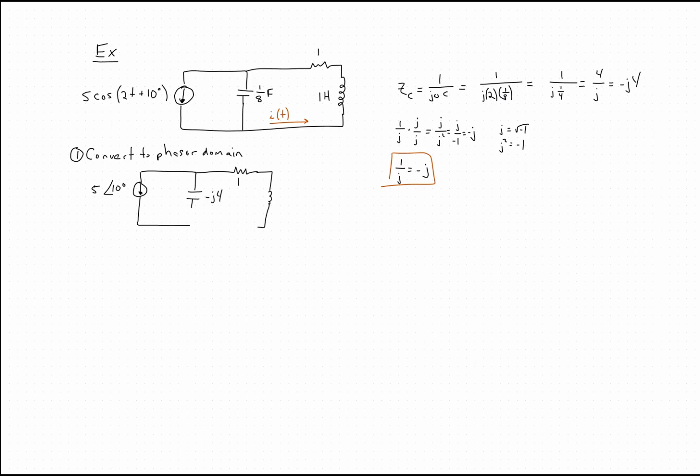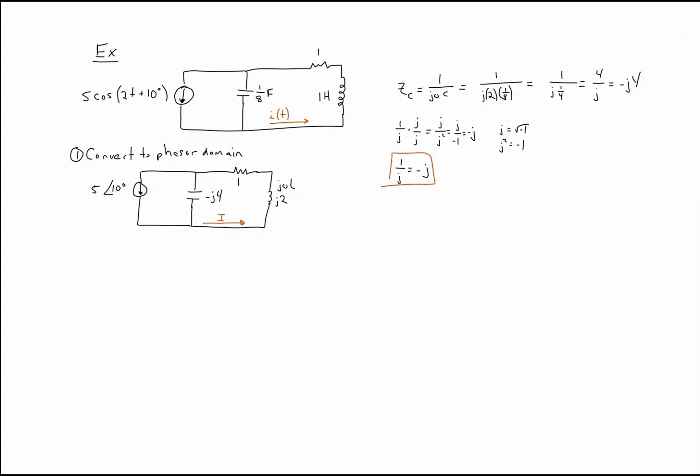The impedance of our inductance, remember, is J omega L, and since our omega is 2 and our L is 1, that's just equal to J2. We don't have to change the resistor at all, but we do always need to keep track of what we're trying to find. And now we can write it as an uppercase letter because it's a phasor value, and now we've changed everything into the phasor domain.